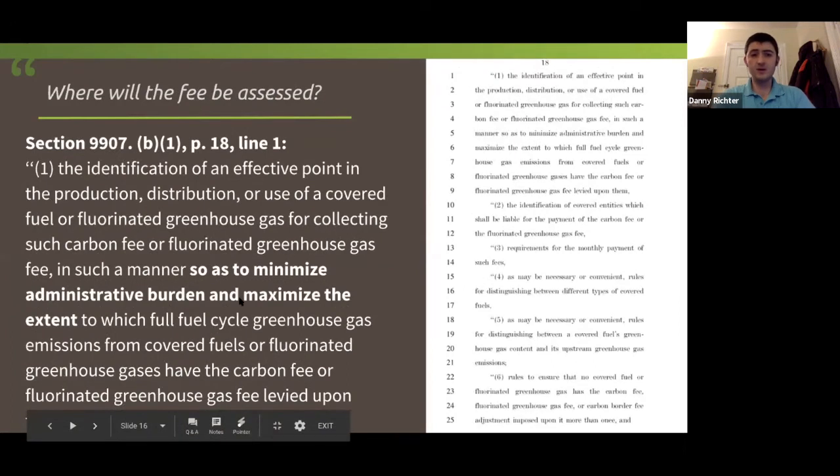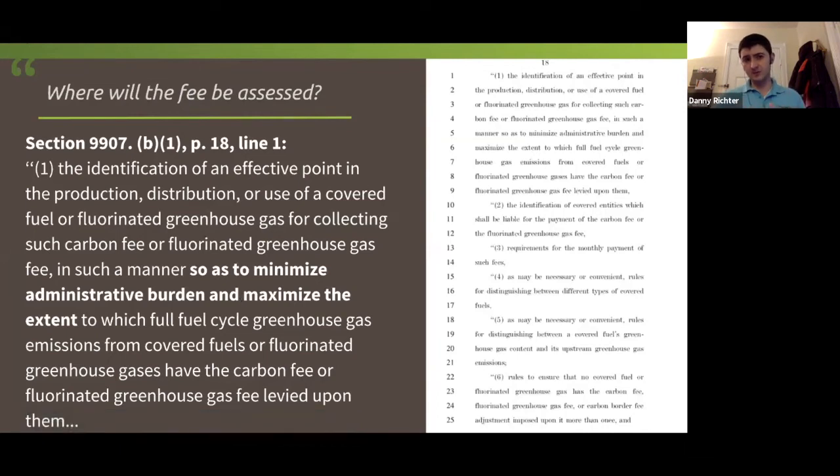And then the next part here is where are we actually assessing the fee? And what this says, so this is section 9907, the identification of an effective point in the production, distribution, or use of a covered fuel or fluorinated greenhouse gas for collecting such carbon fee or fluorinated greenhouse gas fee in such a manner so as to minimize administrative burden and maximize the extent to which full fuel cycle greenhouse gas emissions from covered fuels or fluorinated greenhouse gases have the carbon fee or fluorinated greenhouse gas fee levied upon them. So again, this is what you get when you read the legislative text.